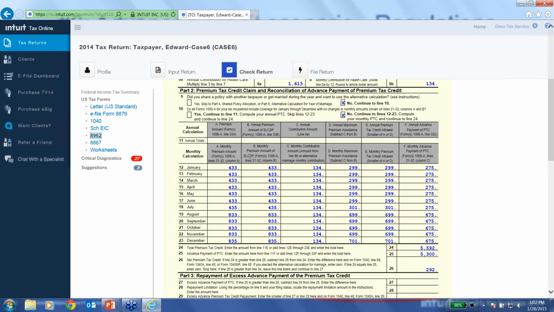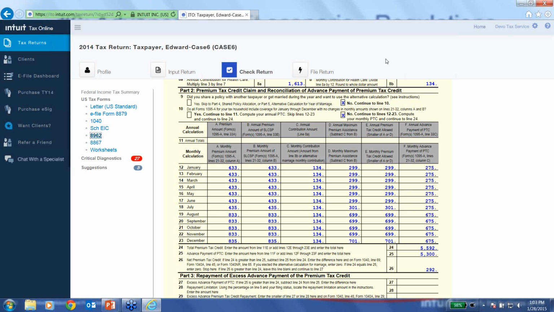We're going to subtract column C from column B, and we have $299 for the first part of the year, and then it goes up to $699. It's underneath the cap in column A. So our monthly premium tax credit allowed $299 for the first part of the year, and then it goes up to $699 for the rest of the year. The monthly advances, $275 January through July, and then $675 for the rest of the year.